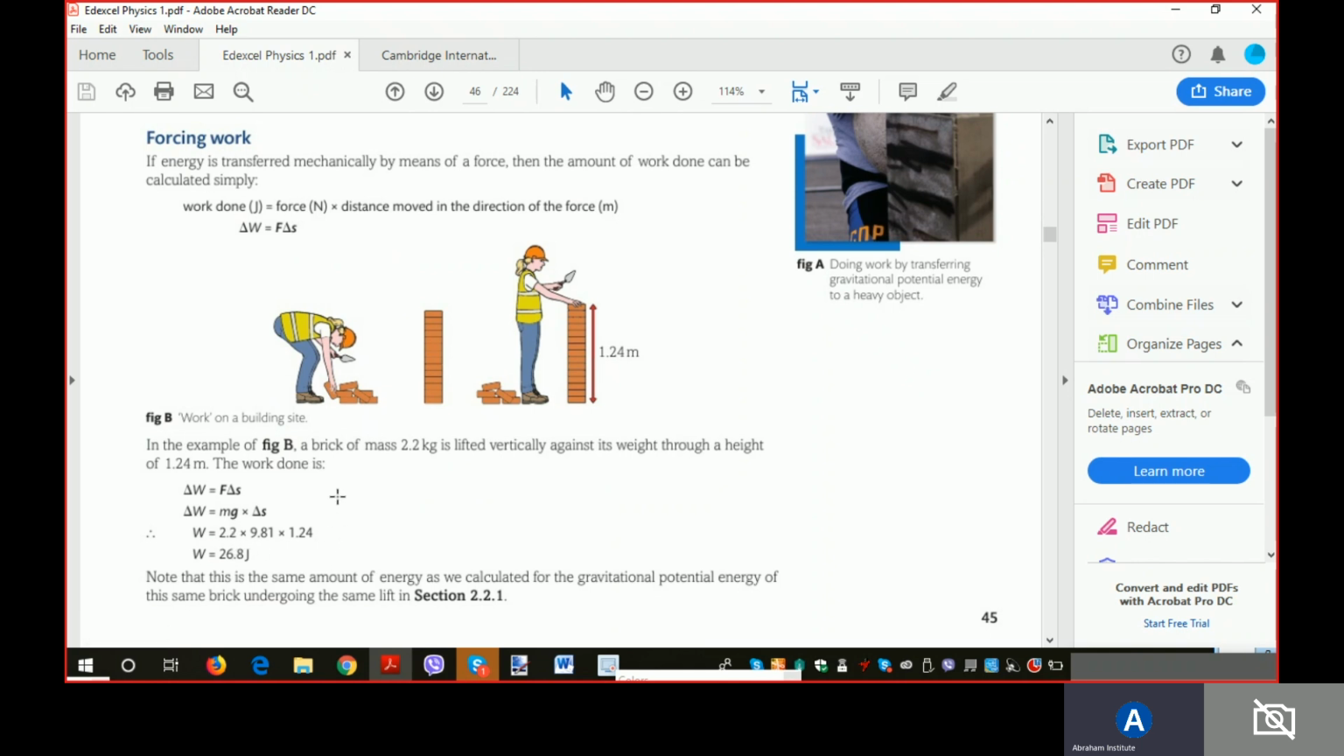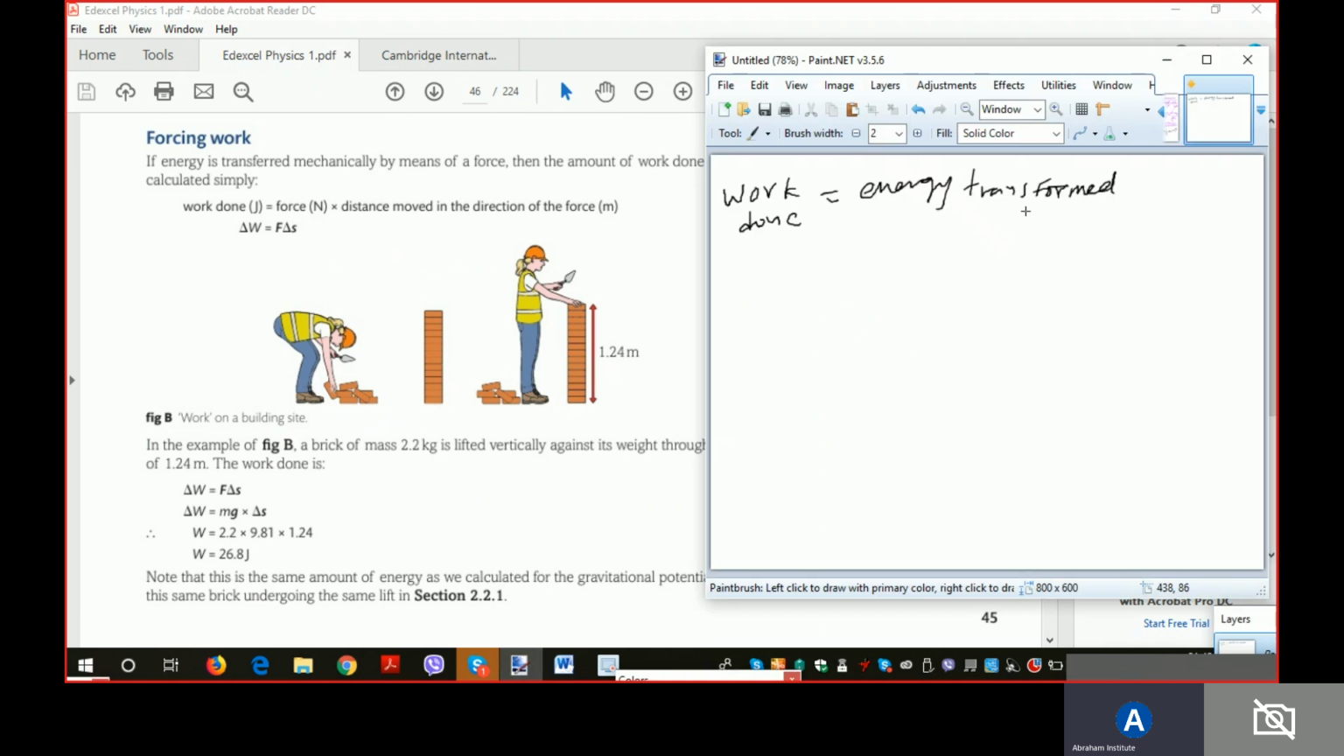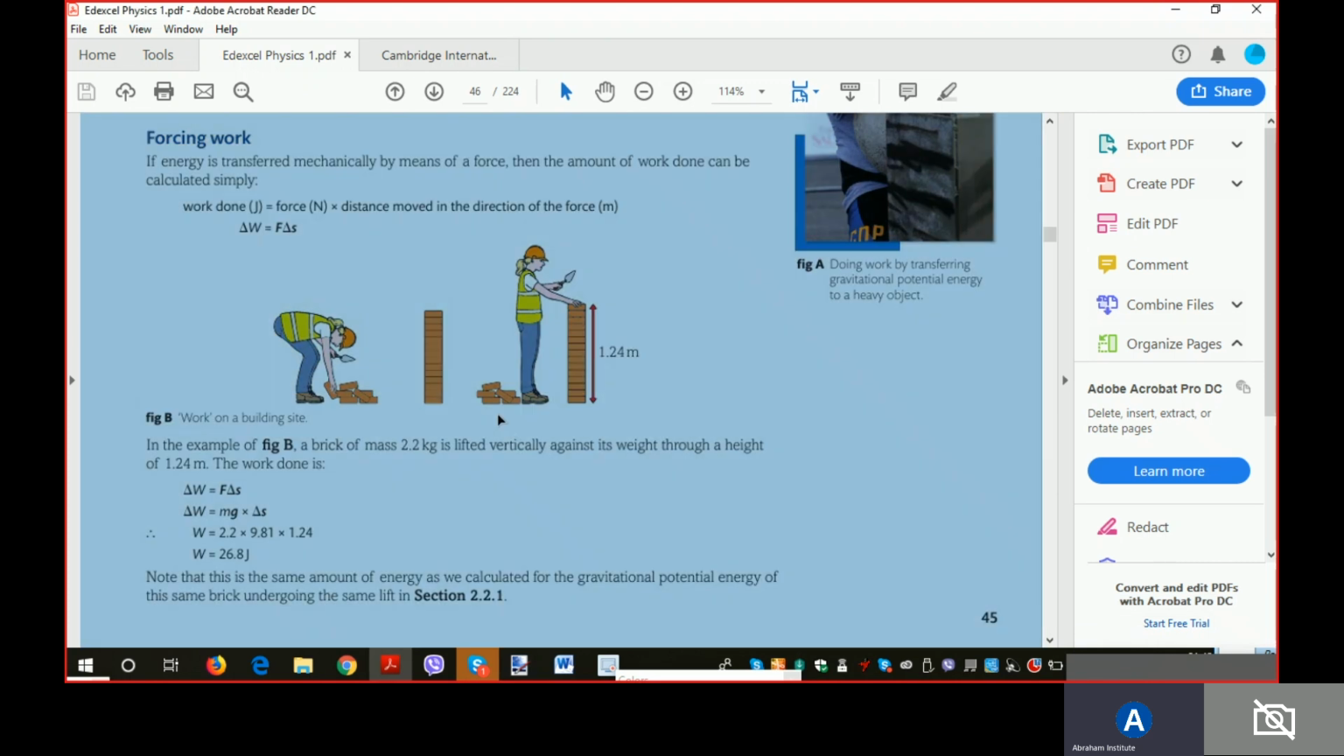So when she does this much work, it increases the gravitational potential energy of the bricks. Do you understand? What I told you earlier was that work done is equal to energy transferred. A better word is actually transferred. Work done is energy transferred. So when she lifts this, she does work to increase the gravitational potential energy of the stones, of the bricks.